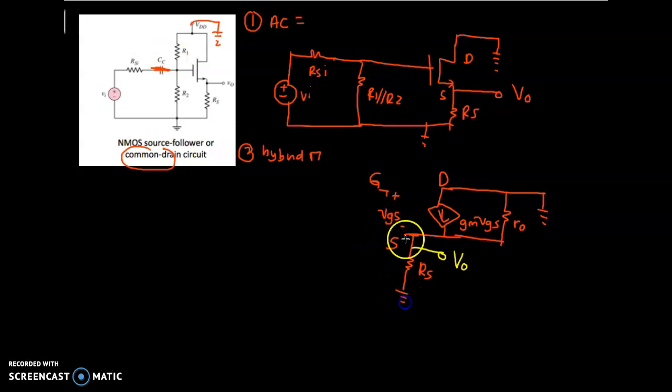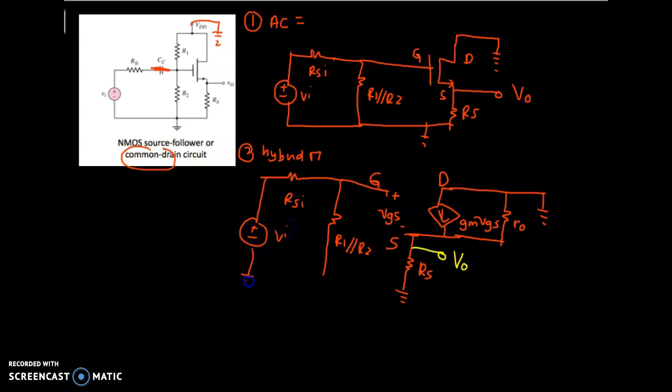Next, at your gate, we have R1 parallel to R2, and then you connect it to RSI, and then Vin, and all here are grounded. So this is what we call the small signal equivalent for common drain. Look at this part: your Vout is at the middle, Vin at the most left. So your aim now is to move your Vout to the most right.